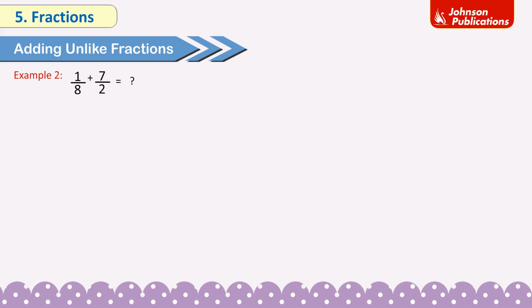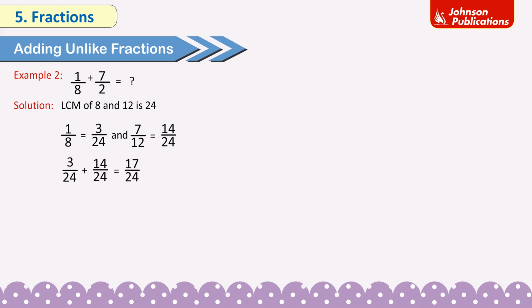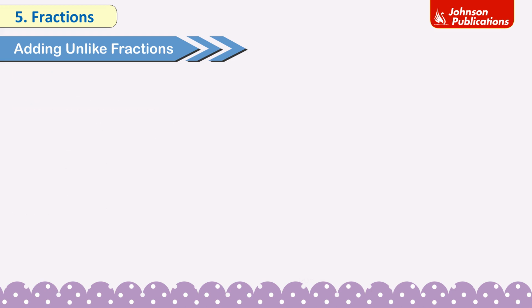Example 2. 1/8 plus 7/12 is equal to what? Solution. LCM of 8 and 12 is 24. 1/8 is equal to 3/24 and 7/12 is equal to 14/24. 3/24 plus 14/24 is equal to 17/24. Answer: 1/8 plus 7/12 is equal to 17/24.